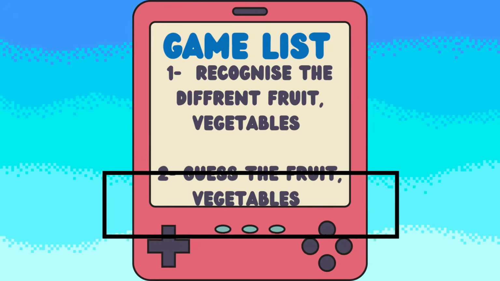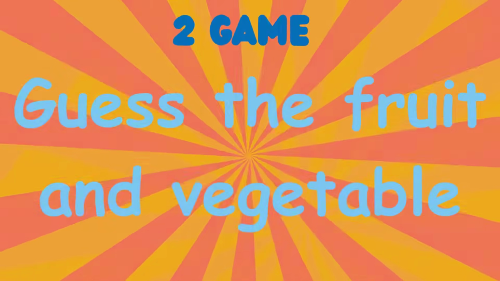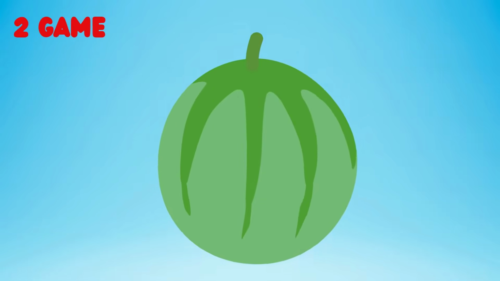Let's play the second game. Guess the fruit and vegetable. Second game, guess the fruit and vegetable. It is a fruit that starts with M and has a matching name with watermelon. Can you guess it? Yes, it was the melon that was hiding behind the black blanket.